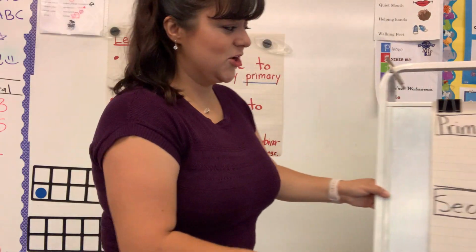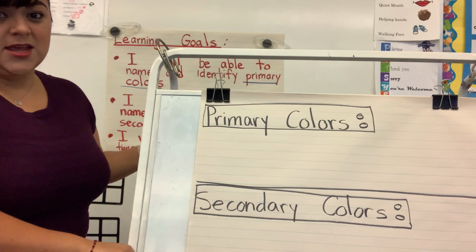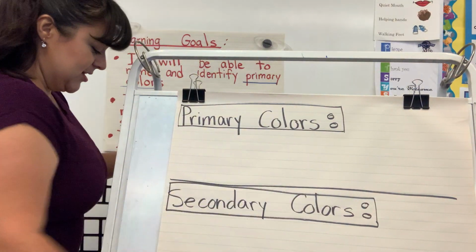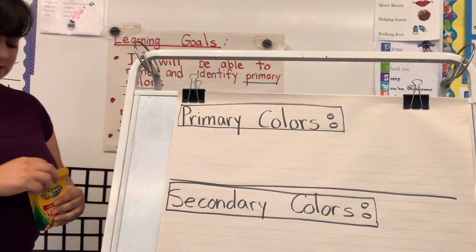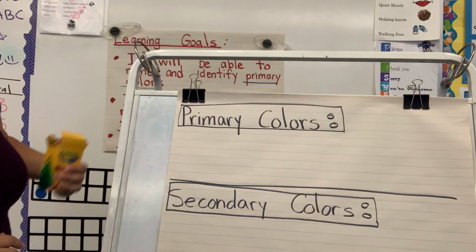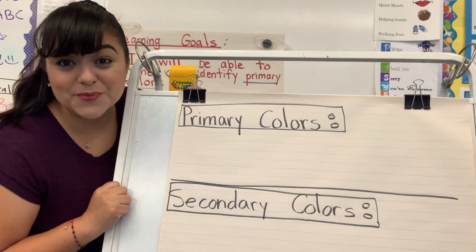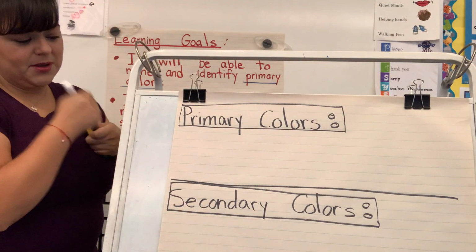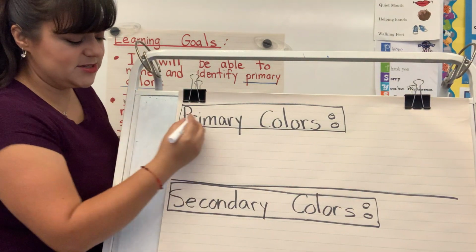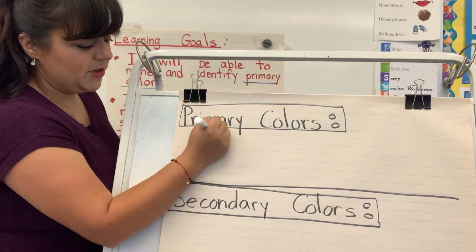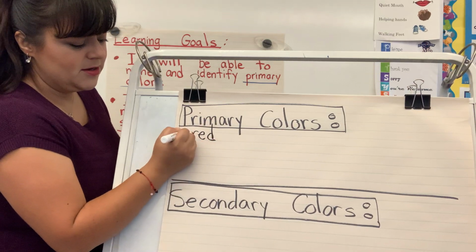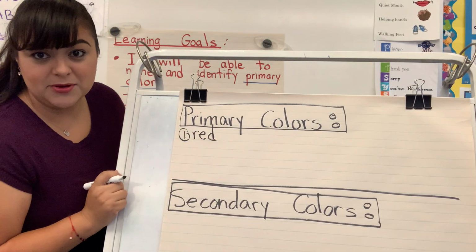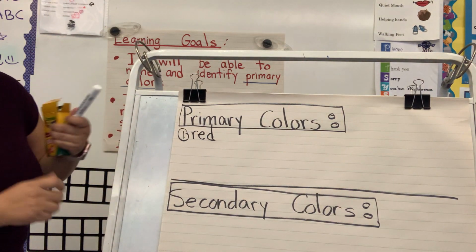Now I have this chart here. And we're going to write down and draw. So here's some crayons. Some of you might already know the three primary colors. The first primary color, I will spell it. You can read it. This is the first primary color. What does that say?